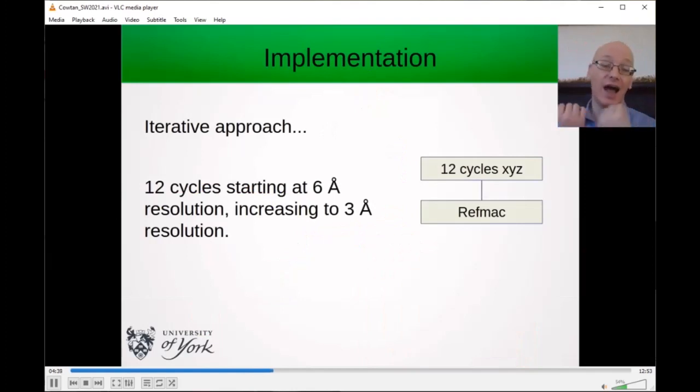So, how's this implemented? We've implemented it in software called sheet bend with an iterative approach, and we do typically 12 cycles of coordinate refinement, starting at 6 angstroms resolution and averaging over a very big region, and increasing the resolution stepwise to 3 angstroms when we can look at more detailed features. Now, shift field only does part of the calculation. It doesn't deal with things like detailed sidechain fitting, so we then do a conventional refinement in RefMac afterwards.